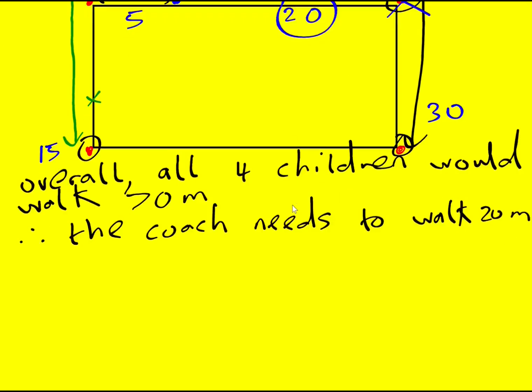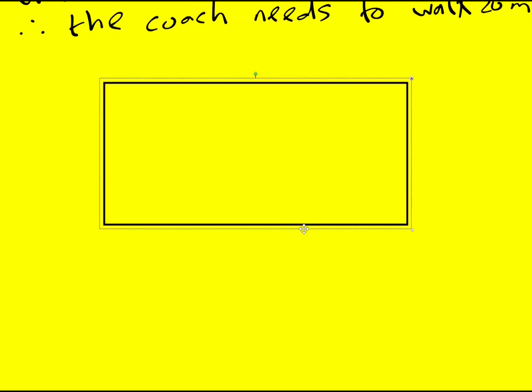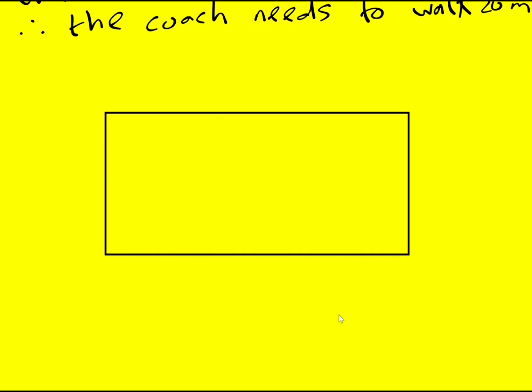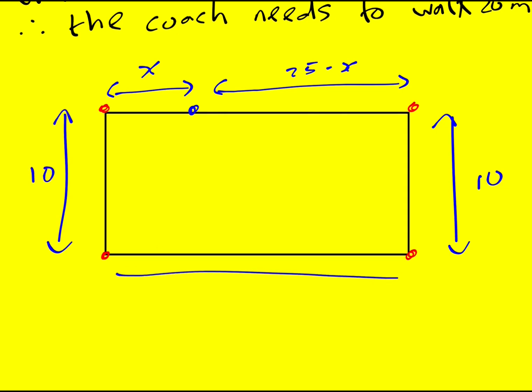I'm going to show you a second approach to this question now, although I think there are flaws in it. So I'm going to set it up in the same sort of way. I still want to talk about it though, because aspects of it are okay. Right, I've got the children there, and I've got the coach here. So I'm going to call this distance x, and this distance will be 25 minus x, and this is obviously 10, 10, and 25.